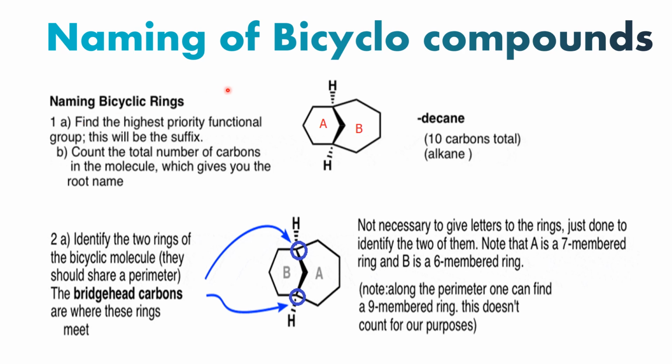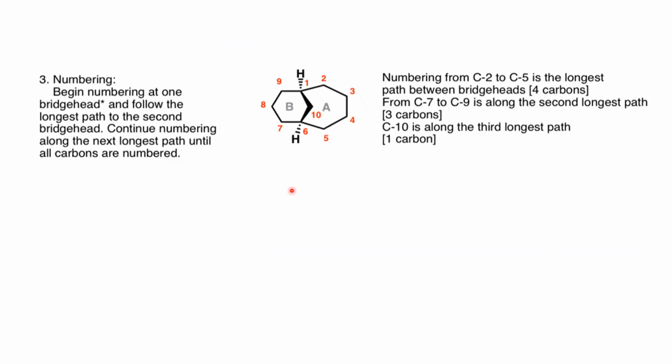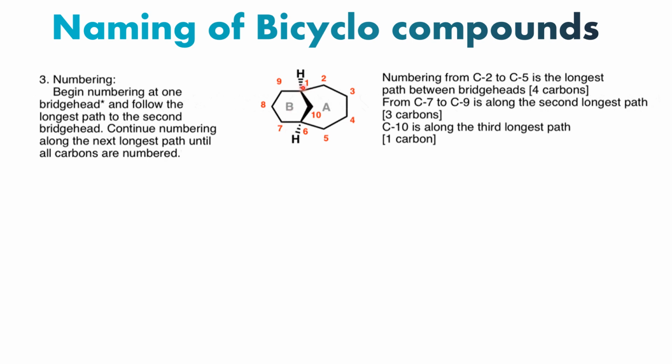First, you find out the functional group present. Second, you count the total number of carbon atoms present in rings A and B. If it is 10 carbons, then you can call it decane, so the suffix is used. Then identify the bridge carbon atoms in the A and B rings, and then you can start the numbering. In a bicyclo compound, you should start the numbering with the bridge carbon atom first, and then you go for the other bigger side ring and then go to the smaller ring.